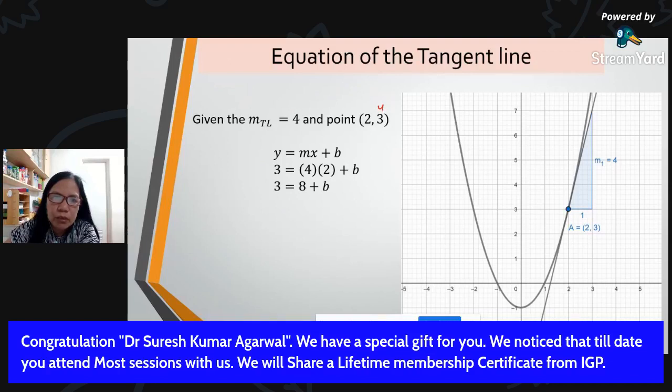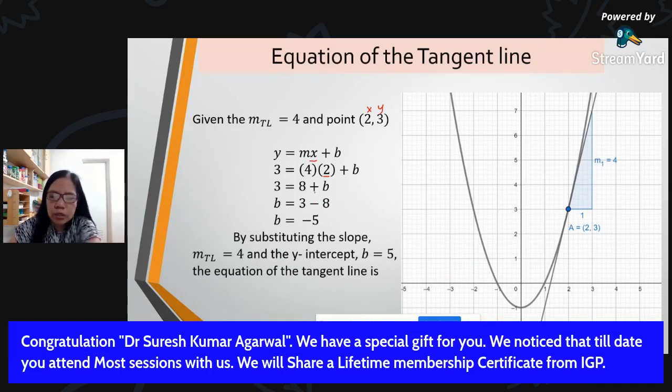So this is our y and this is our x. So we have 3, and our slope is 4, multiplied by 2, plus b. So 3 equals 8 plus b. Therefore, b is 3 minus 8, so b equals negative 5. And to get the equation, we simply substitute the slope, which is 4, and the y-intercept into y equals mx plus b. So the equation is y = 4x minus 5.